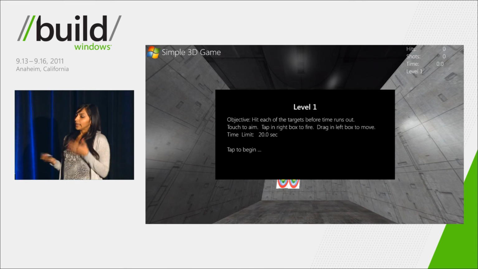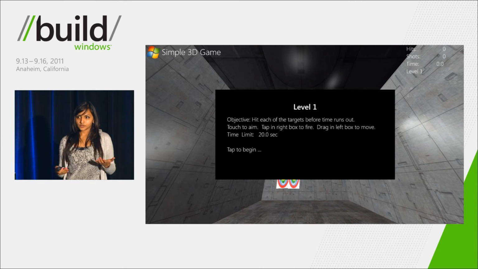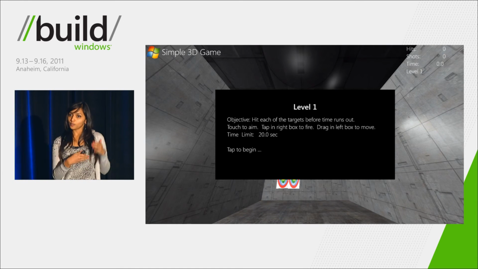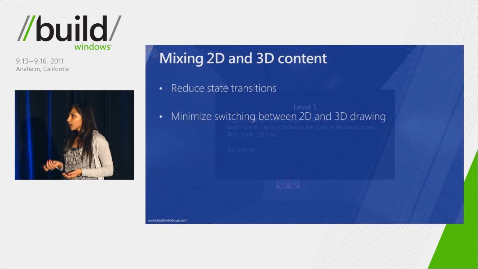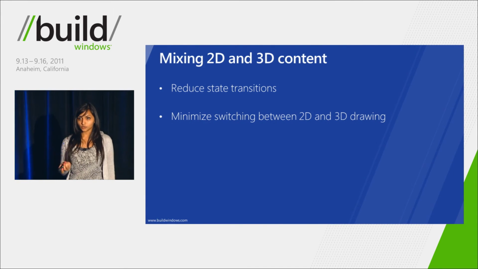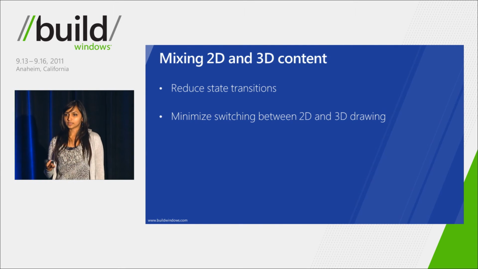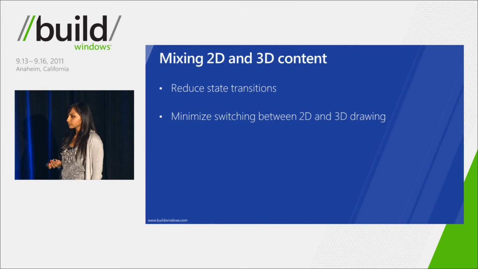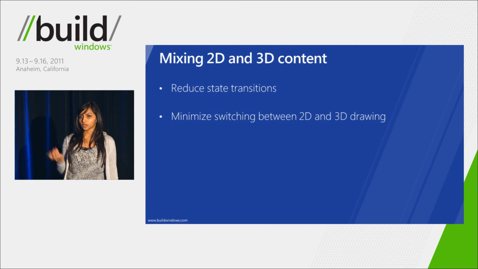So in a scenario where you have 2D and 3D content together, instead of mixing 2D and 3D where possible, you should try, again, as I said before, to group all the 2D commands together and group all the 3D commands together. What this lets you do is reduce the state transition. Every time you're transitioning from 2D drawing to 3D drawing or the other way, there's a state transition which incurs some cost. So as much as possible, minimize that.